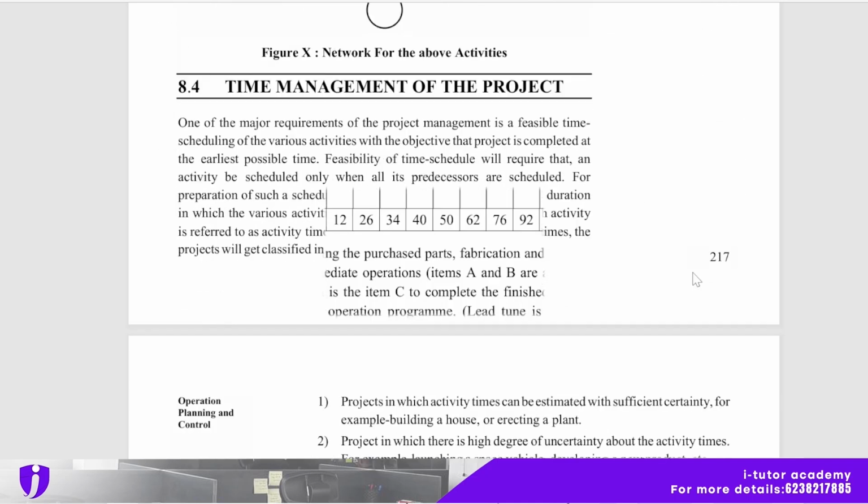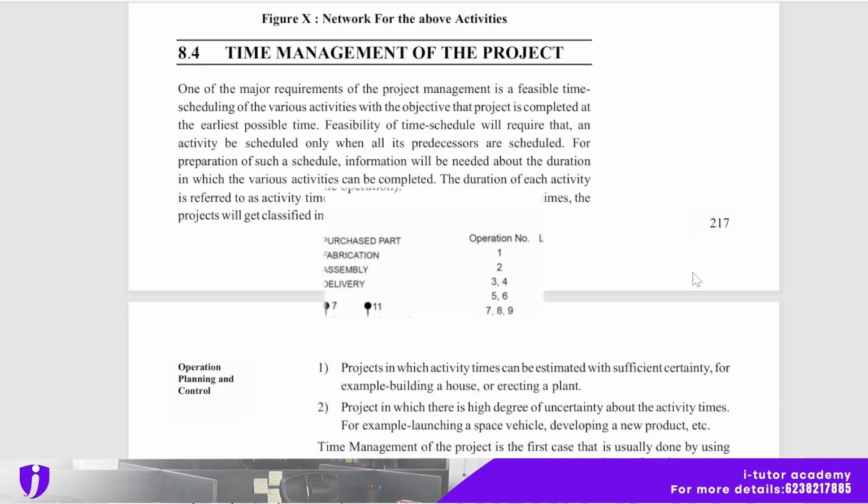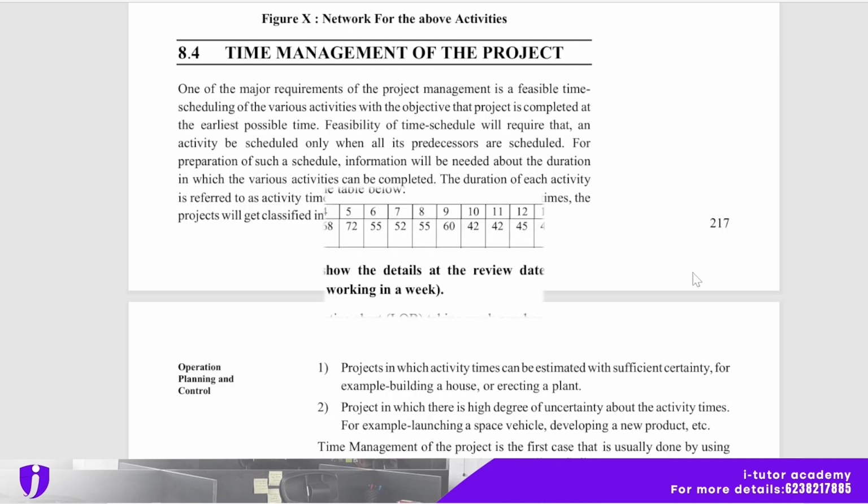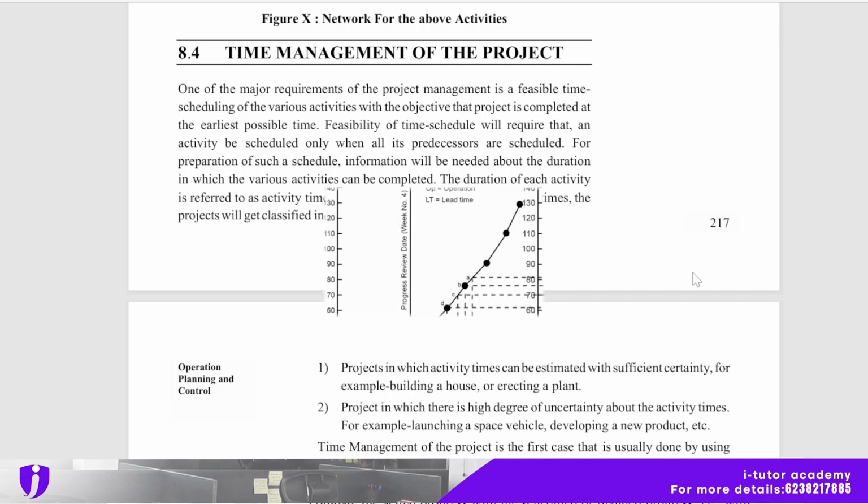Next is time management of the project, how to manage the time, that's also important. One of the major requirements of project management is a feasible time scheduling of the various activities, with the objective that the project is completed at the earliest possible time. Feasibility of the time schedule will require that an activity be scheduled only when all its predecessors are scheduled. For preparation of such a schedule, information will be needed about the duration in which the various activities can be completed.